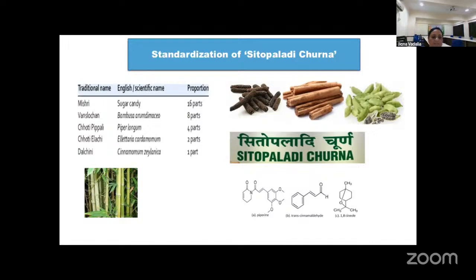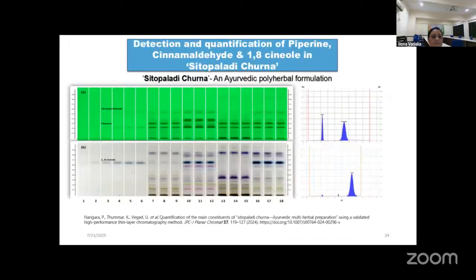For Pipli, the marker compound is piperine. For Dalchini, the marker compound is cinnamaldehyde, and for Elaichi or cardamom, the marker compound is 1,8-cineol. We have selected these 3 marker compounds and we have developed and validated the method for these 3 marker compounds. So this is the method for these 3 marker compounds.